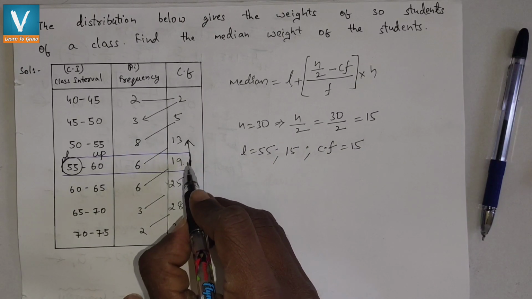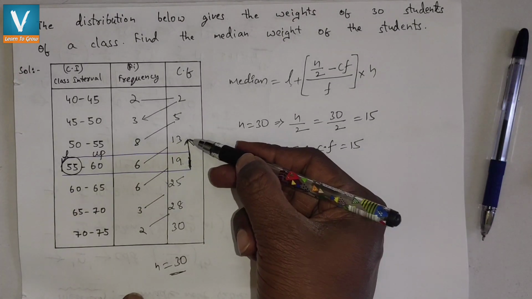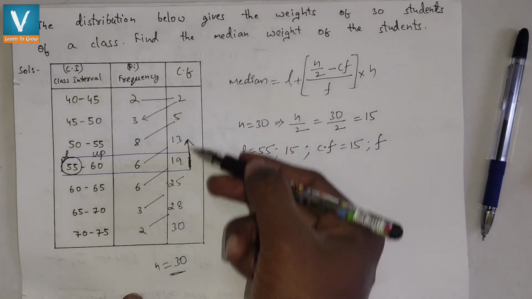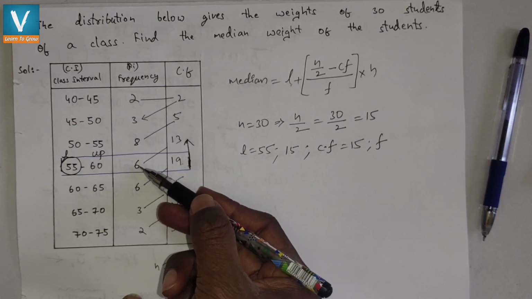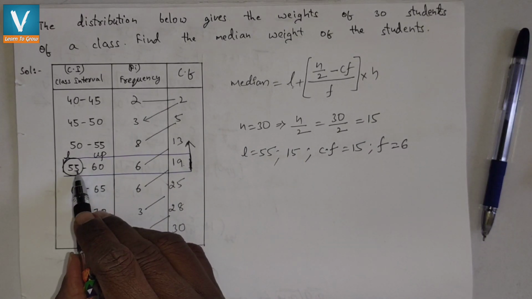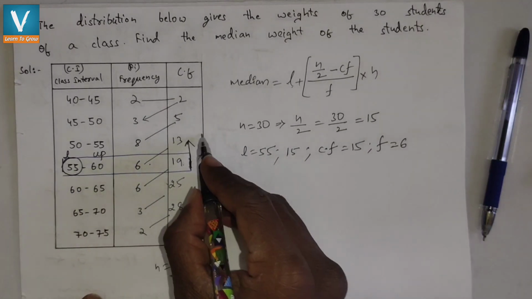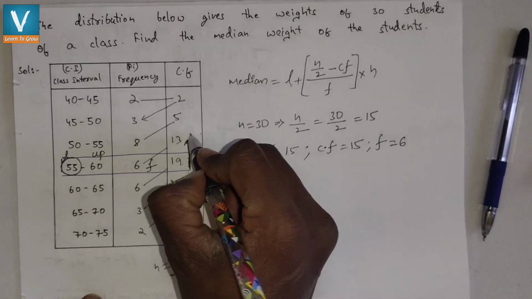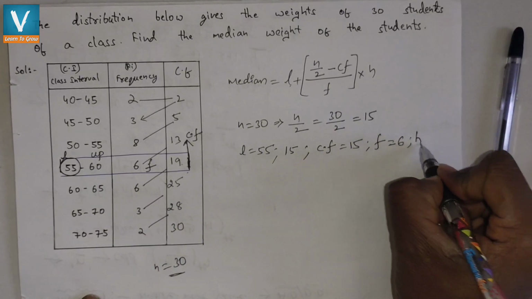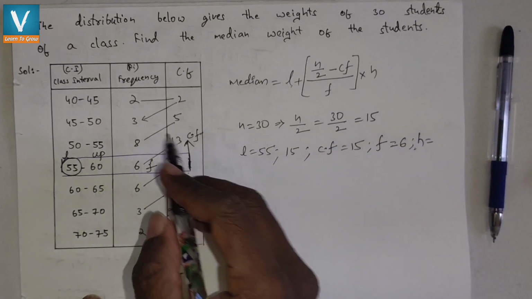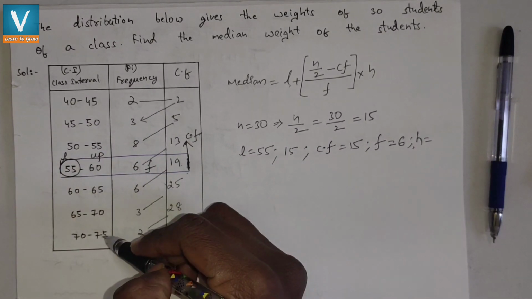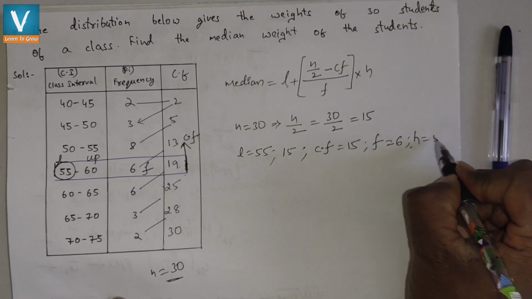The cumulative frequency of the class preceding means the one before 19, which is 13. So this is the CF. Now coming to the frequency: the frequency here is 6. So we have the F and CF. The last one is H. H indicates the class size, which is the difference between the upper boundary and the lower boundary. 45 minus 40 is 5, or 75 minus 70 is also 5. So the H value is 5.